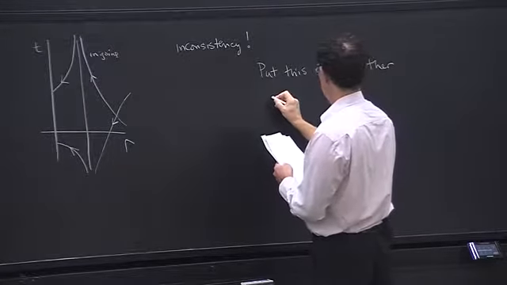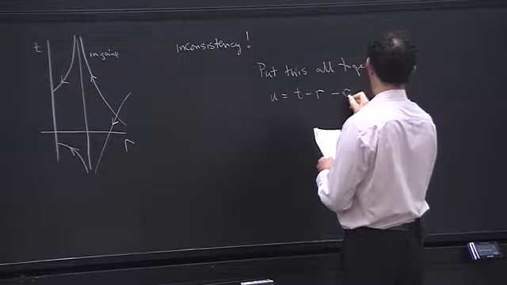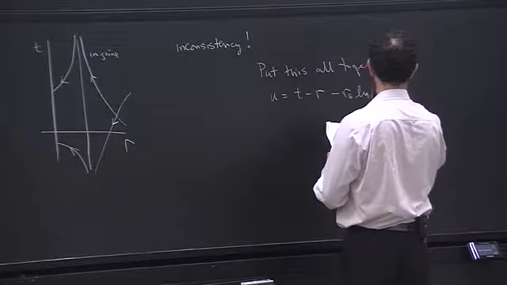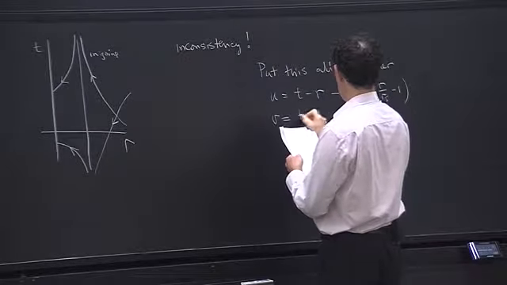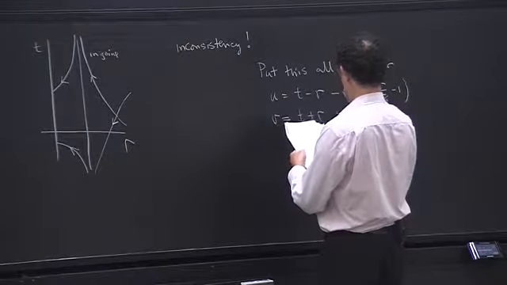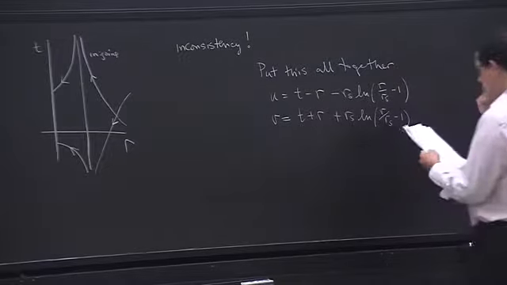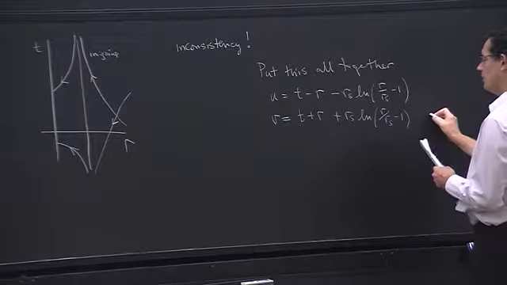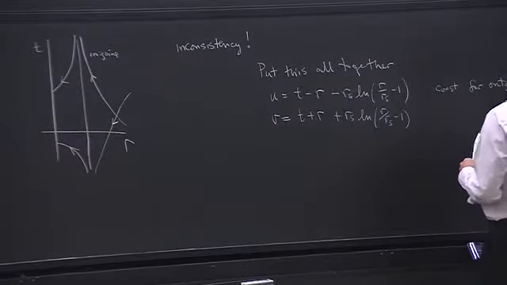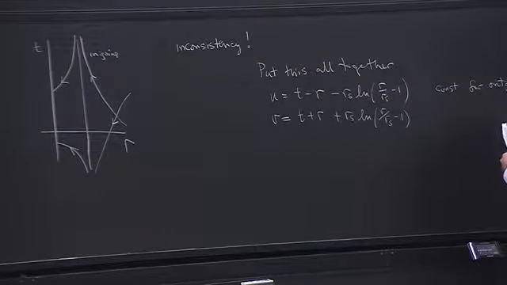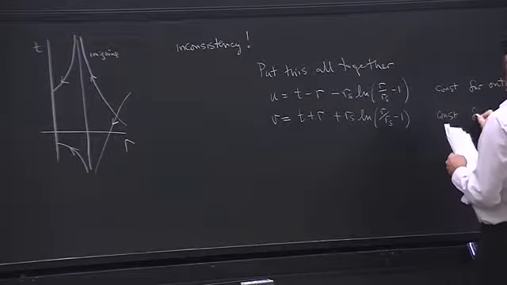By defining U to be T minus R minus RS log R over RS minus 1, and V to be T plus R plus RS log R over RS minus 1. And so U is constant for outgoing null rays, and V is constant for ingoing null rays.